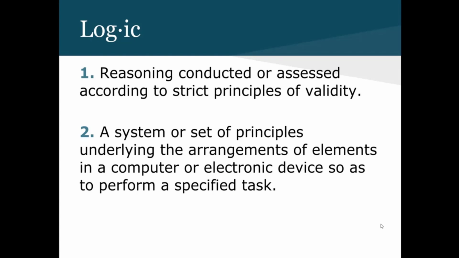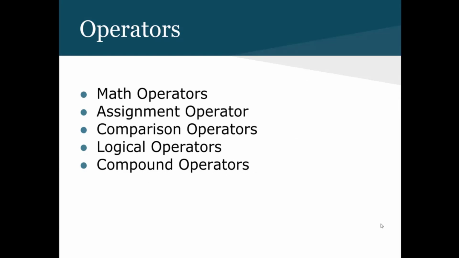Obviously in this class we're more focused on definition 2, a system or set of principles underlining the arrangement of elements in a computer or an electronic device so as to perform a specified task. In order for things to make logical sense to the computer, there are a few types of operators that we must learn and understand. Throughout this course, I'm going to try to teach you the proper terms for these things, and there are different operators available in JavaScript. So here's a quick overview, and we'll go through each of these now.